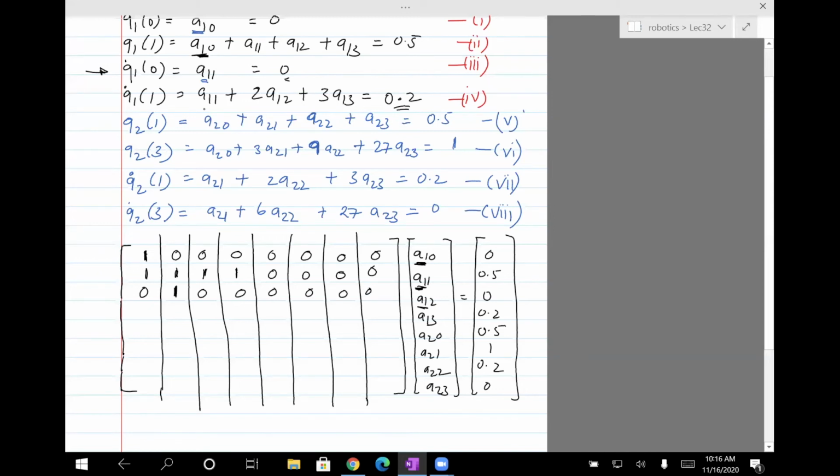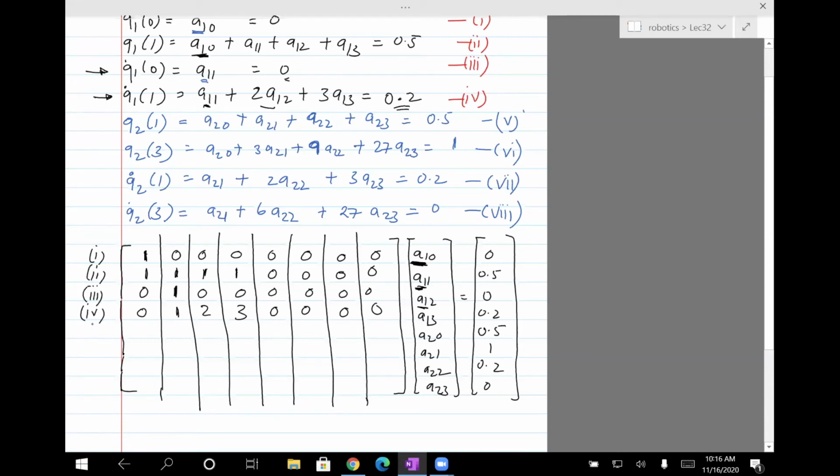Okay, next we have fourth equation. So coefficient of a11 is 1. So since the first constant is a10, I need to put 0 here. Then I would have 1 for the a11. Then I'll have a 2 for a12, and then I'll have a 3 for a13. Then we'll have all zeros. So these are the first four equations: 1, 2, 3, and 4.